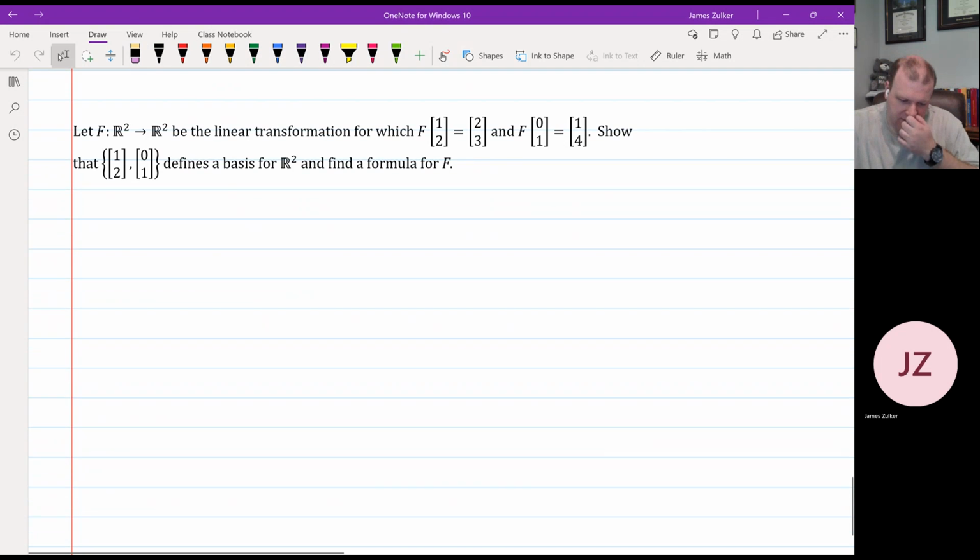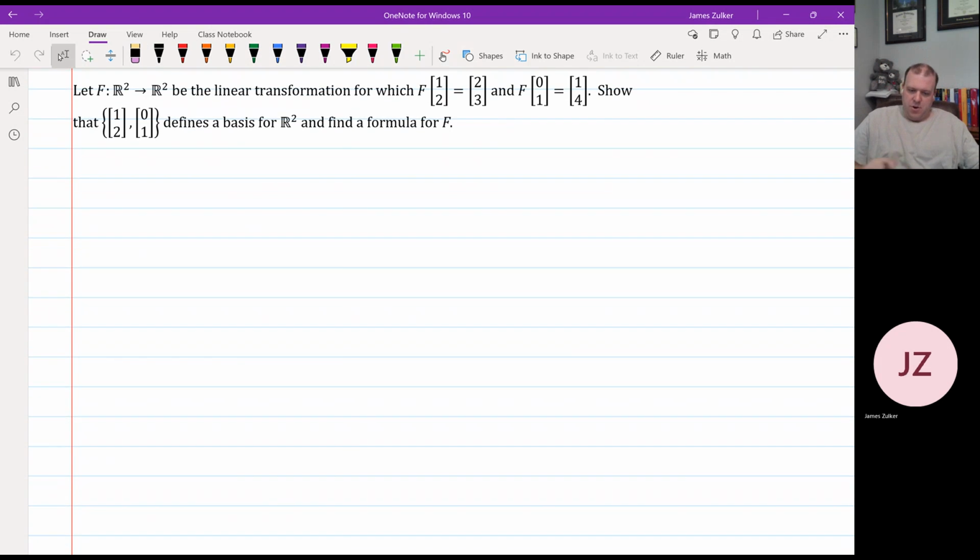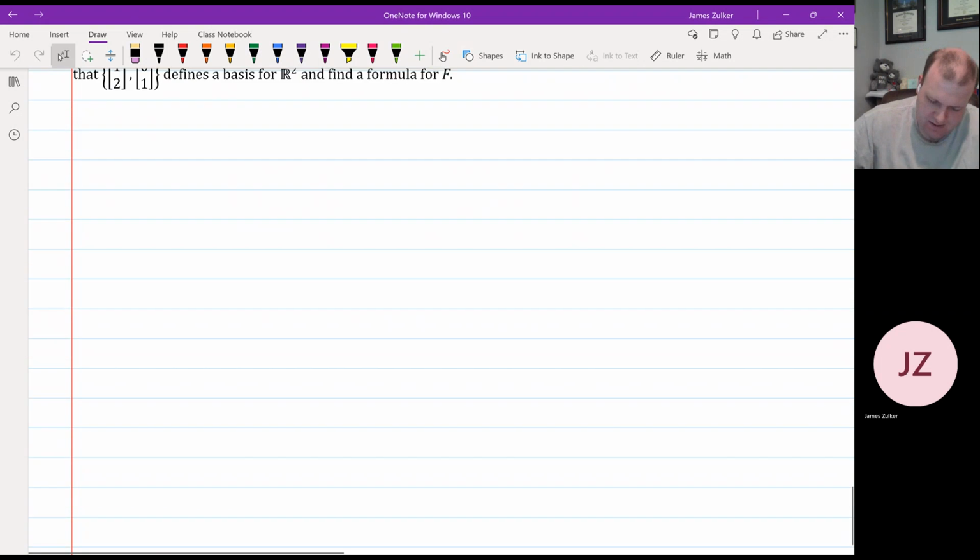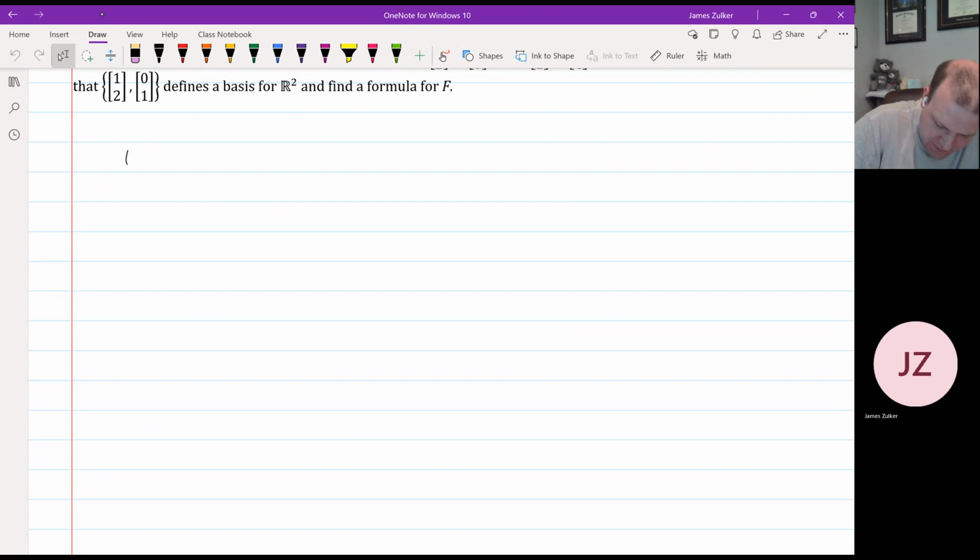So in this one, we're given a linear transformation from R2 into R2, for which f of (1, 2) is equal to (2, 3), and f of (0, 1) is equal to (1, 4). We want to show that (1, 2), (0, 1) defines a basis for R2, and then find a formula for f. Well, proving it's a basis is simple enough. We've done that plenty of times. So for the augmented matrix, we're going to be left with this.